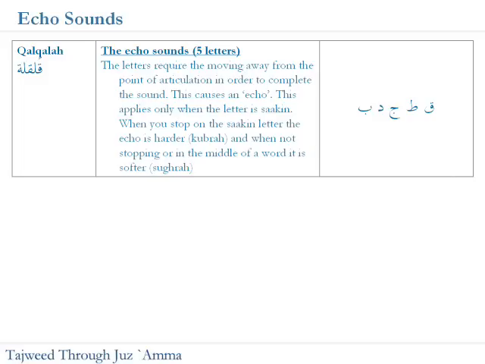So an example of this, again, we've got the qaf. If you're stopping on it, as in sakin, it will be aqqa. With the ba, it will be ab. Now the thing is, if you don't have that slight echo, you can't complete the sound. So if you try to keep your lips together when you say ab, you can't. You have to release in order to complete the sound, and that's the echo. This takes a bit of mastery with a teacher to know how much to do, how much not to do.